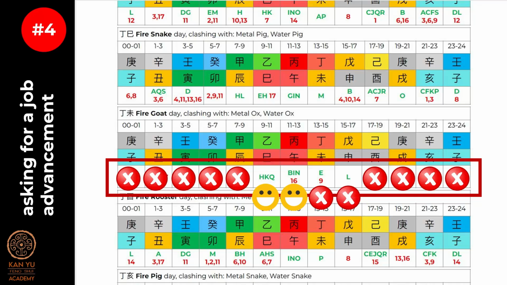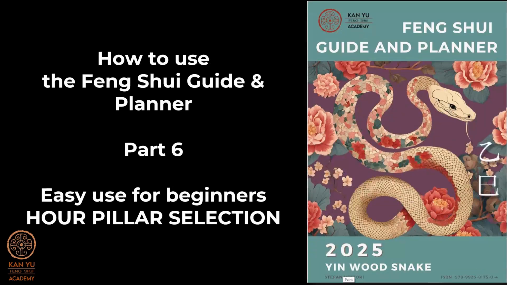So, we have 2 possible hours on Monday and 2 more on Tuesday. They are all good, but not exceptional. But since we already have chosen the best days, we can use them. Great, we have reached the end of this video.